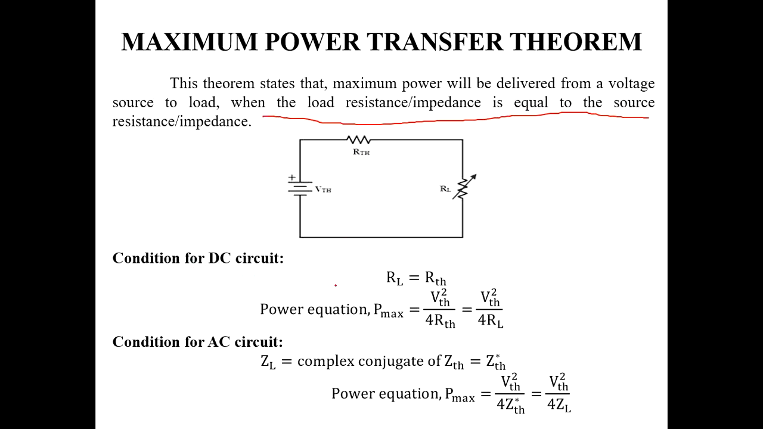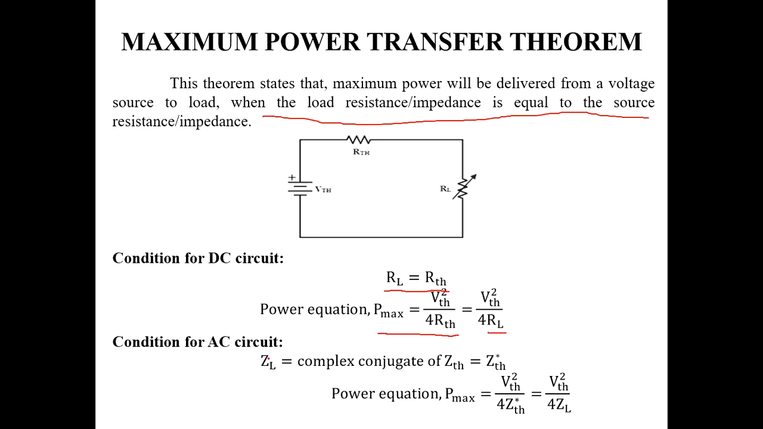Condition for DC circuit, we know that load resistance is equal to the Thevenin resistance. Maximum power can be calculated by using this equation: P max equals V Thevenin squared divided by 4 into R Thevenin. We know that R Thevenin is equal to this R load resistance.